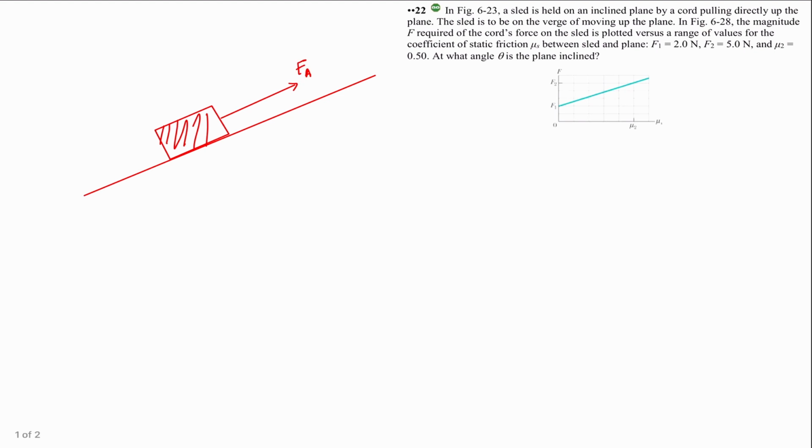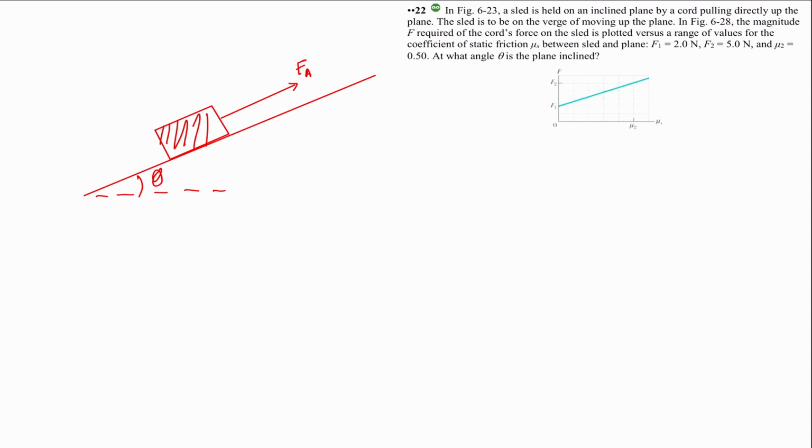And we're told that the plane on which the sled rests is inclined. So I can preemptively introduce an angle here because we're told that it's resting on an inclined plane. So I expect for there to be an angle of inclination. So that's what I've harvested from the first line.